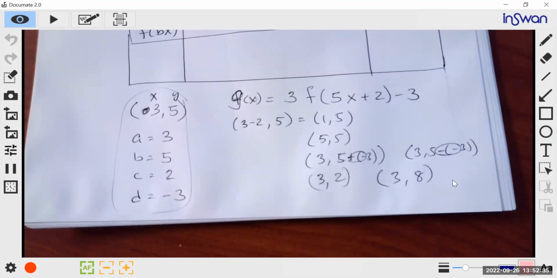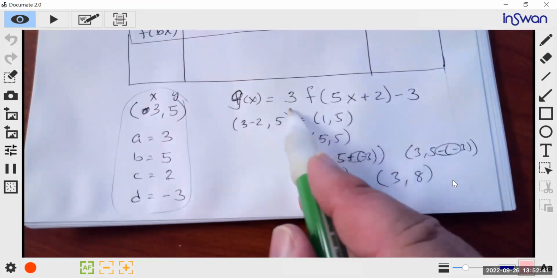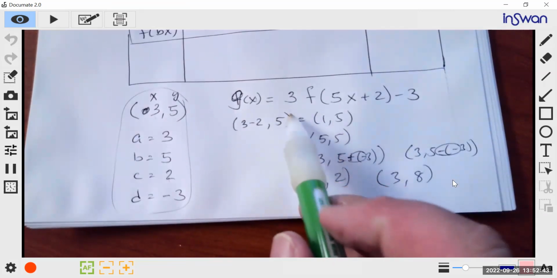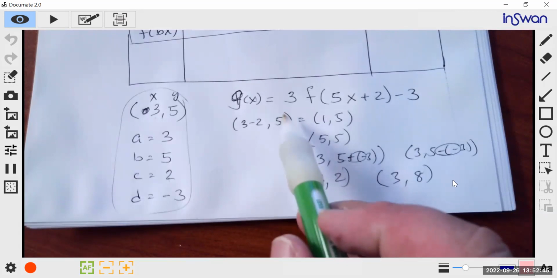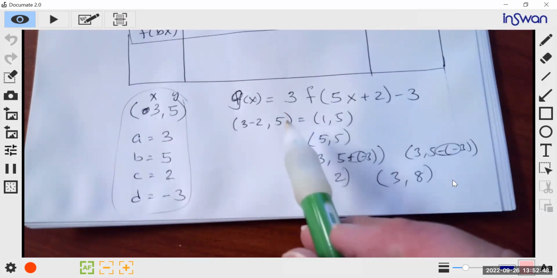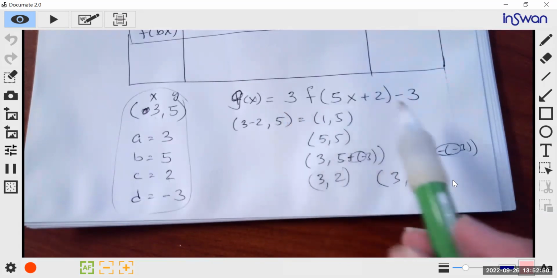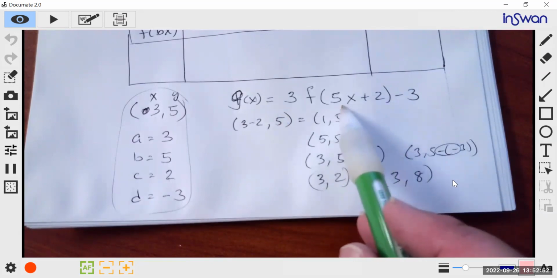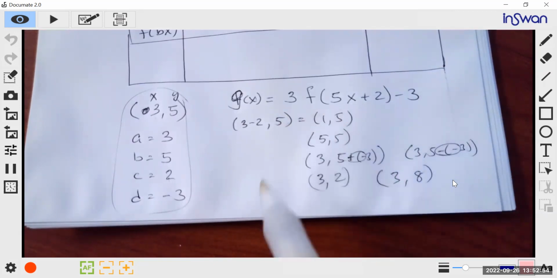Is there a reflection across the x-axis? No, because a is positive. It's greater than 0. Is there a horizontal reflection across the y-axis? No, because x is positive. So there's no reflections.